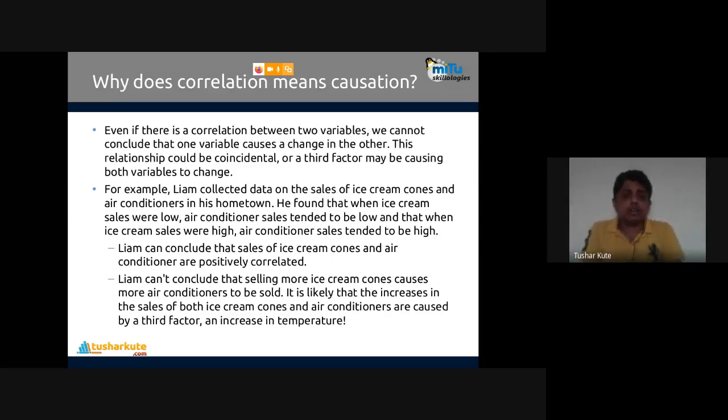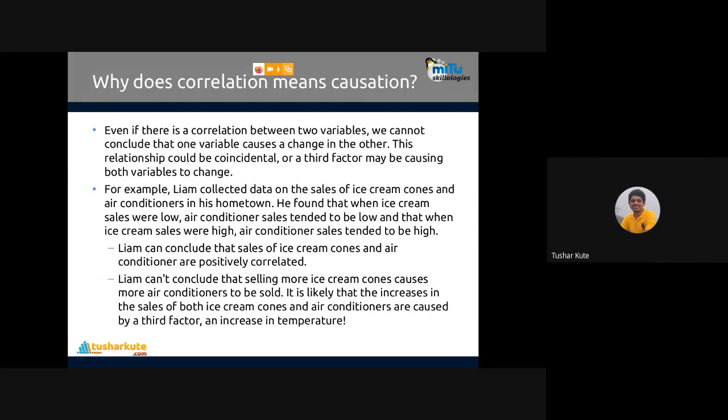Okay. For example, Liam has collected data on sales of ice cream cones and air conditioners in his hometown. He found that when ice cream sales were low, air conditioner sales tend to be low, and when ice cream sales are high, air conditioner sales tend to be high. Correlation is there. It means the actual data contains the correlation. Getting it? The actual data contains the correlation presented in it.